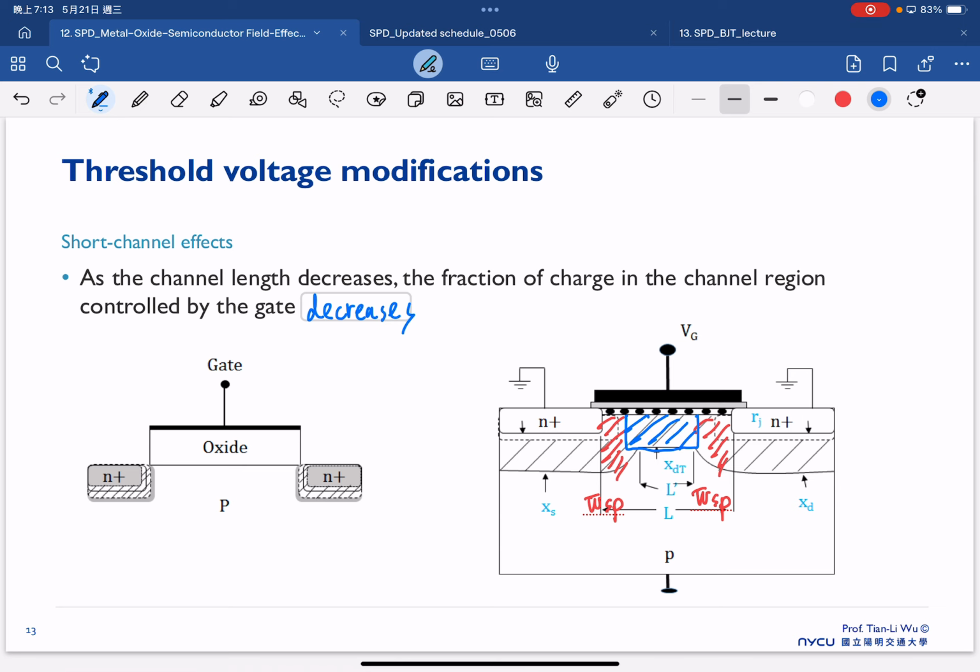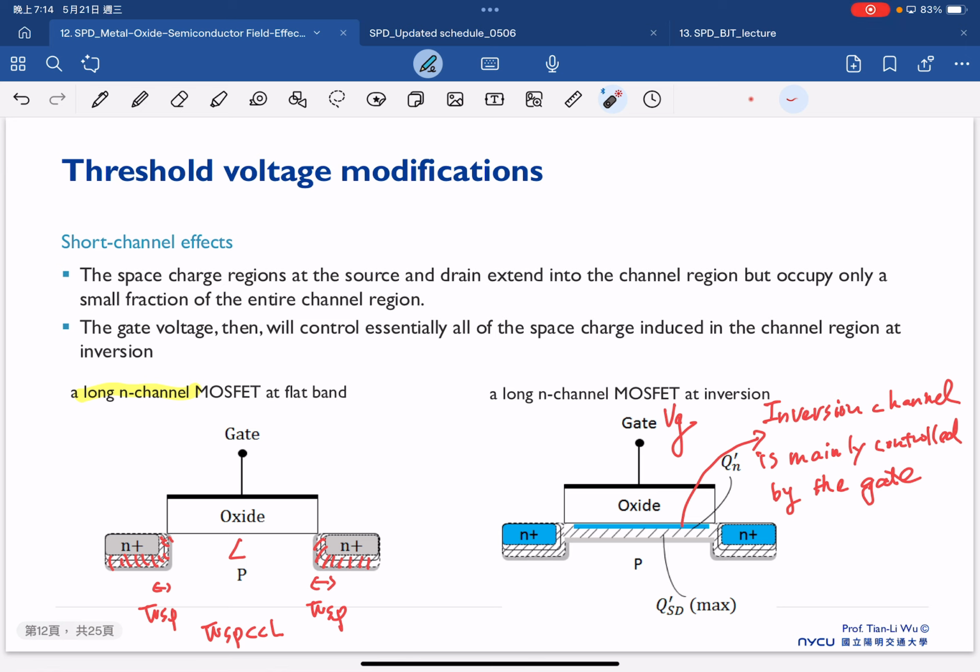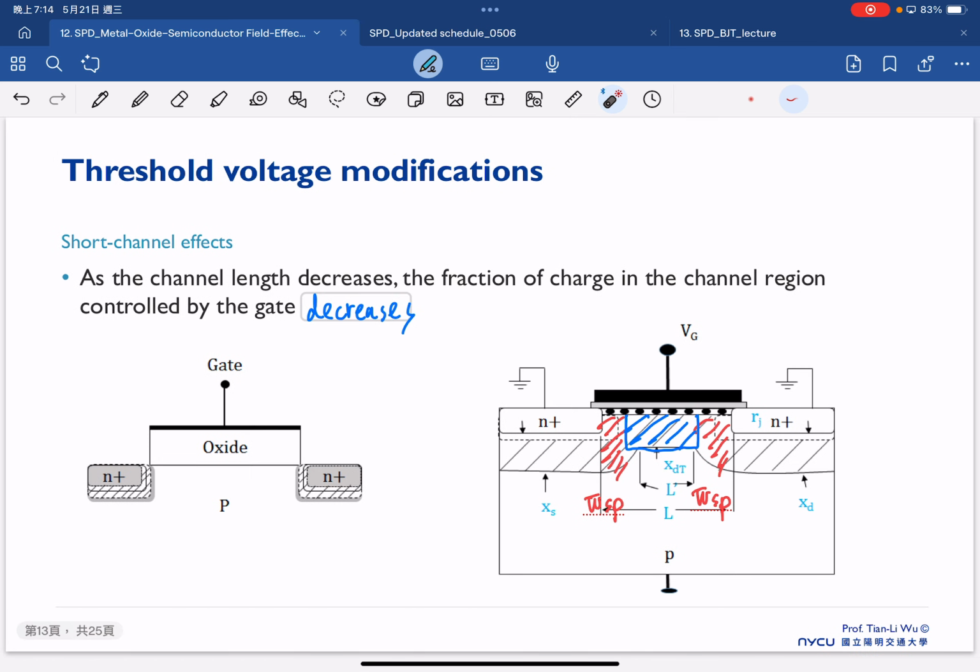Because of our channel length decrease, the amount of inversion charge controlled by the gate is only this portion. In the last slide, you can see 99% of the inversion charge is controlled by the gate. But now, probably only 50% of the inversion charge is controlled by the gate. The rest will be influenced by the source to substrate or drain to substrate PN junction here. So this is the reason that causes the short channel effect.